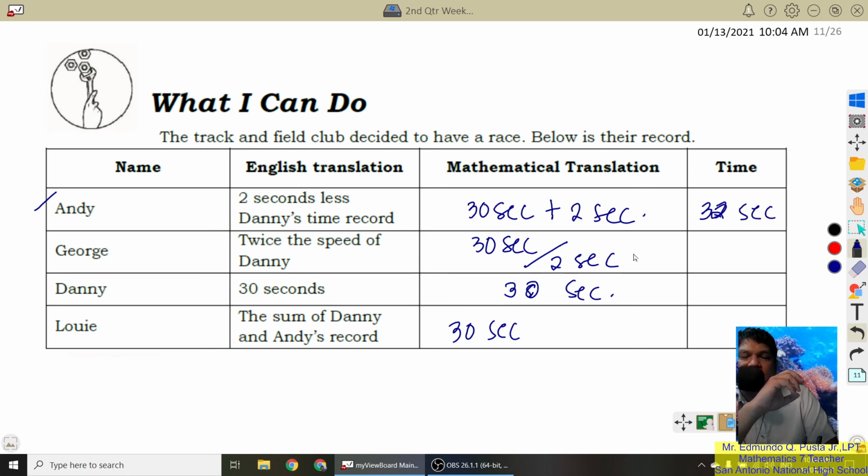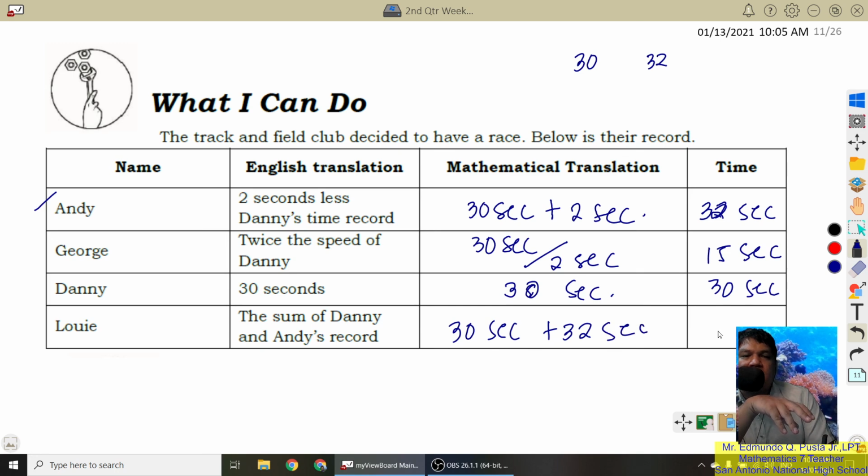Ayan. Okay? Naiintindihan nyo ba yung sinasabi ko? Ang 32 seconds ay mas mabagal kesa 30 seconds ng 2 seconds. Ayun yung sinasabi ko. Okay? So, dito naman, twice the speed of Danny. So, therefore, 30 divided by 2. This one is 15 seconds. Okay? So, obviously, this is 30 seconds. The sum of Danny and Andy's record, i-add natin 30 seconds plus 32 seconds. This is 62 seconds already.